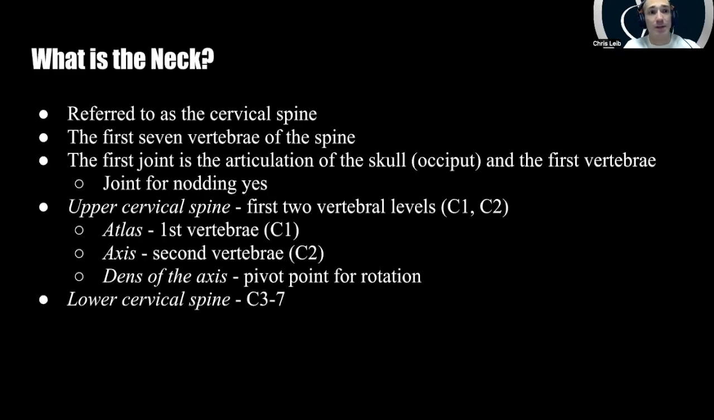So first, what is the neck? It's often referred to as the cervical spine, and it's basically the first 7 vertebrae of the spine as a whole. The first joint is the articulation of the skull or the occiput and the first vertebrae, and the neck is often discussed as the upper cervical spine, which is the first 2 vertebral levels, C1, cervical level 1, and cervical level 2, and the lower cervical spine, which is cervical level 3 through 7.